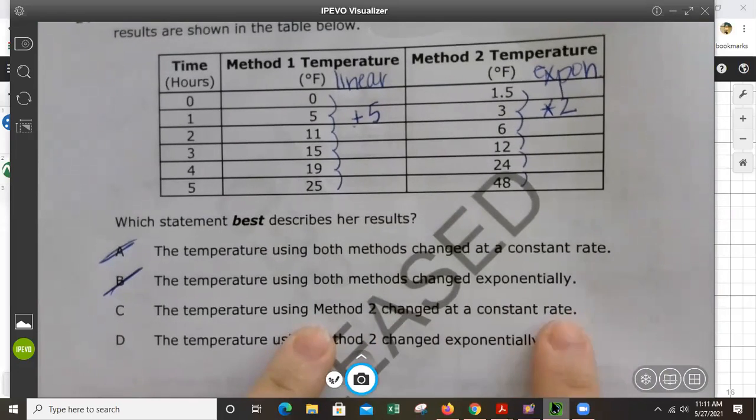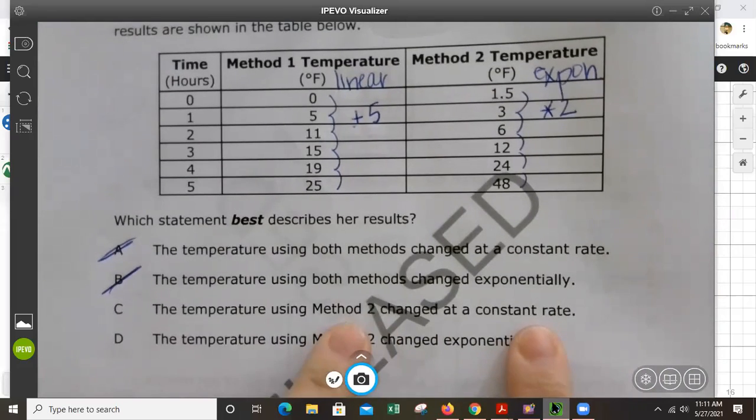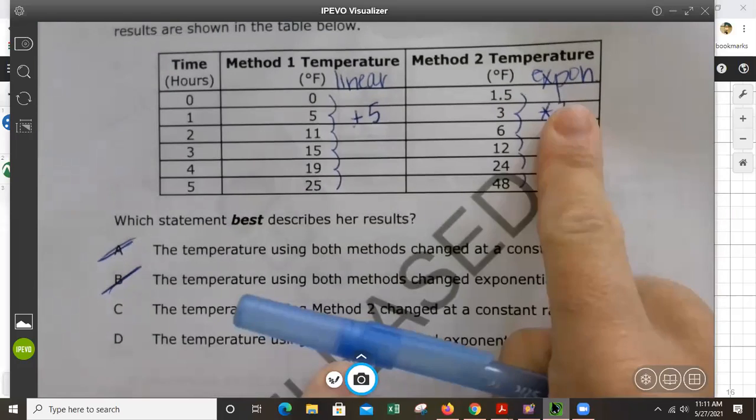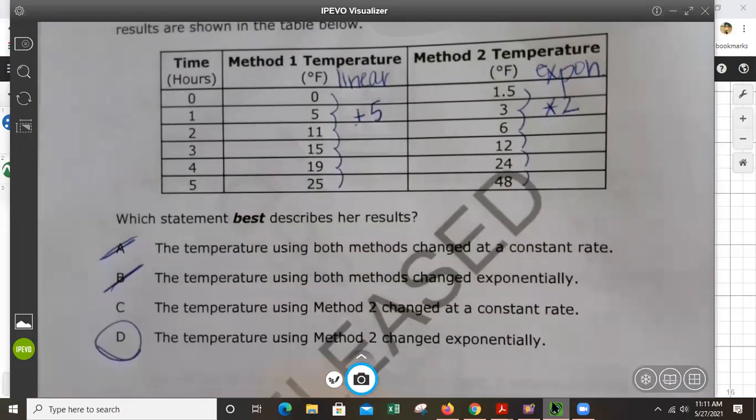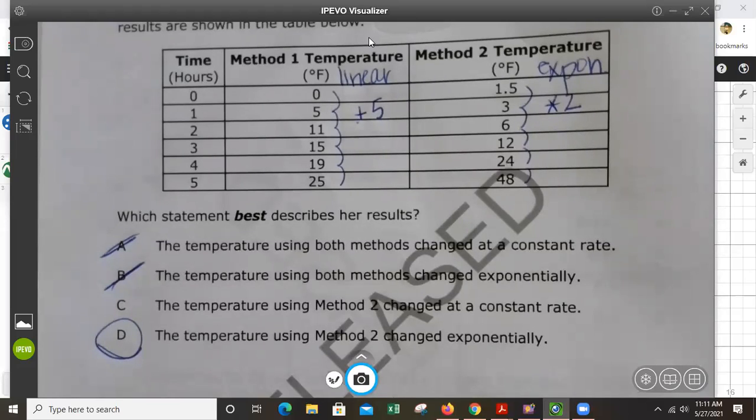Method 2, was it a constant rate or was it exponential? Read it. Method 2, was it a constant or exponential? So it has to be D. Constant means linear. Remember that. Constant means linear. All right, we're going to stop there. I'm going to stop sharing, stop recording.